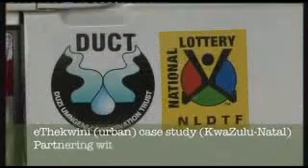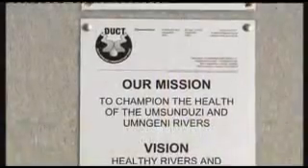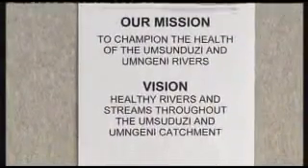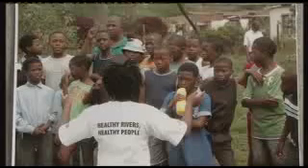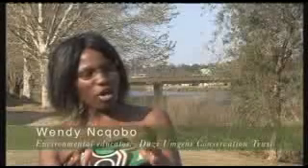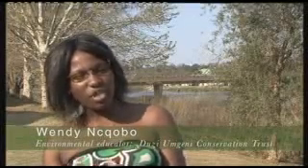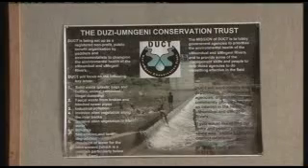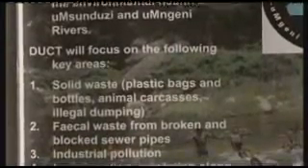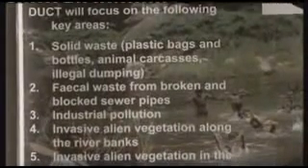That is Duzi Umgeni Conservation Trust, and it's fighting for the health of the rivers of Umsunduzi and Umgeni. There is an education side which we do: soil, water and wetlands. We focus more on people who are really wanting to get involved with nature. We're trying to teach people from a young age to look after what they have and how to conserve what they have.